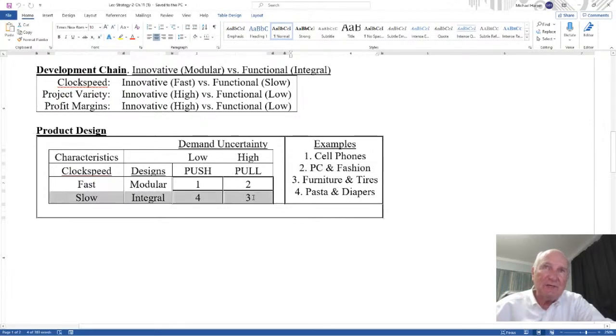A slow clock speed, more functional. Furniture and tires. They haven't changed that much over the years. They can in design, maybe colors or fabric, but not necessarily in the functionality. Pasta and diapers are very push because they hardly change at all. Here you might have something like furniture and tires, because you'll have inventory positioning downstream to satisfy the demand in the showrooms. So there are some examples of product design.